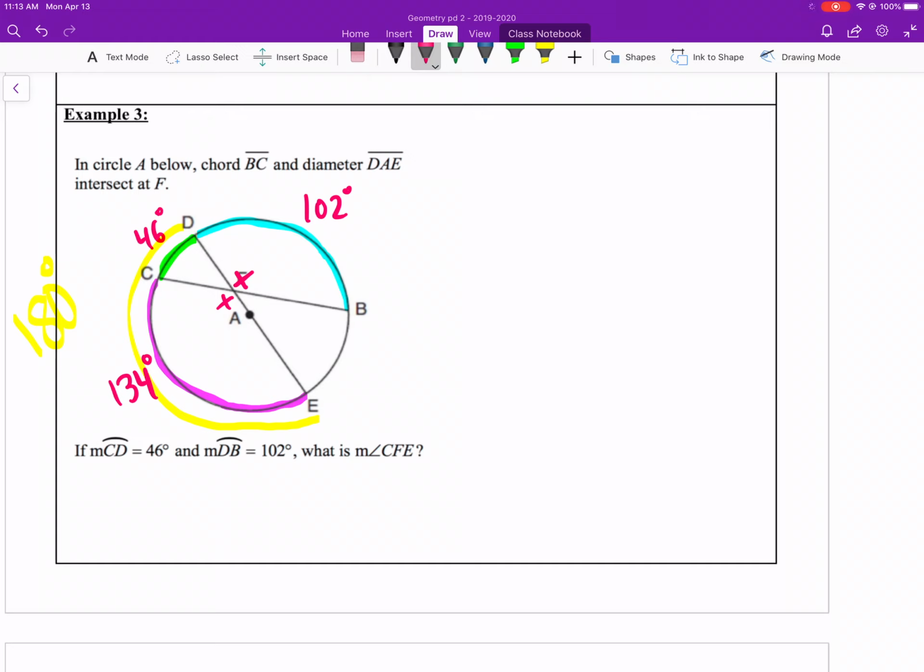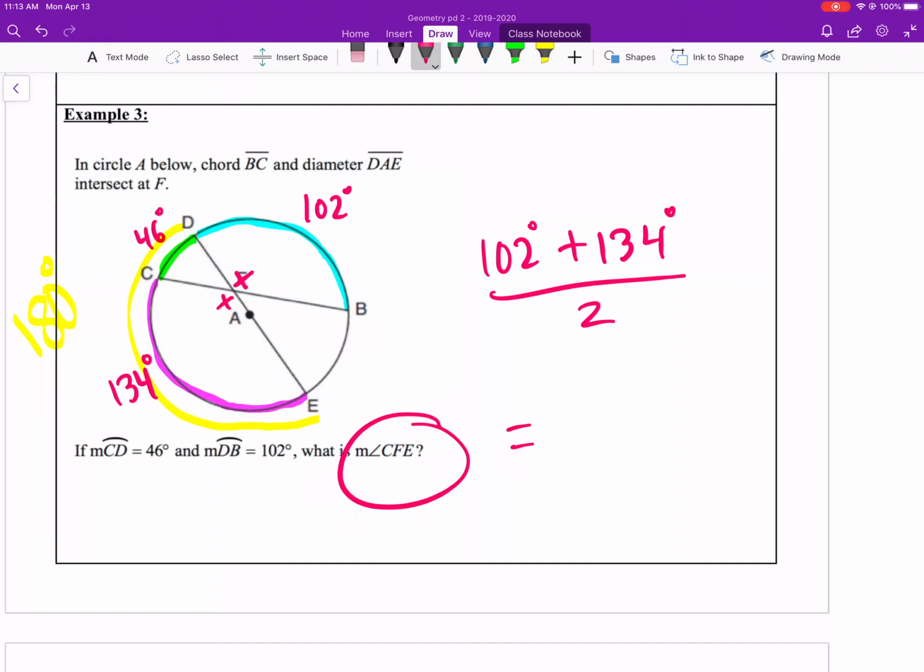So this is kind of where you're using your day one module 5 angle relationships within a circle. Remember, half of the circle is 180 degrees. So the two arcs to find CFE, the two arcs we're going to be using is the 102 degrees and that 134 degrees that we just found. And you divide that by 2, and that gives you, for angle CFE, 118 degrees.